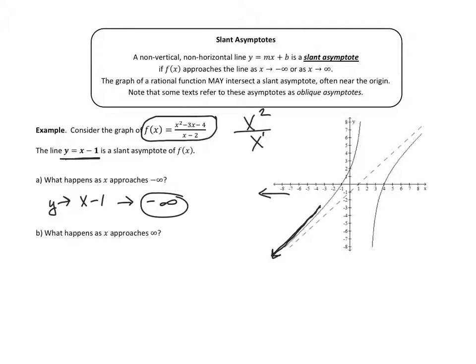And then if we look and say what happens as x approaches positive infinity, so as x is getting really, really large, same thing, the function is approaching the slant asymptote. Right, so we would say y is still approaching the same line. And that would be the same as saying it's approaching positive infinity because it's getting big forever.